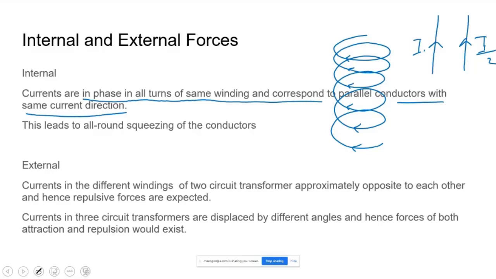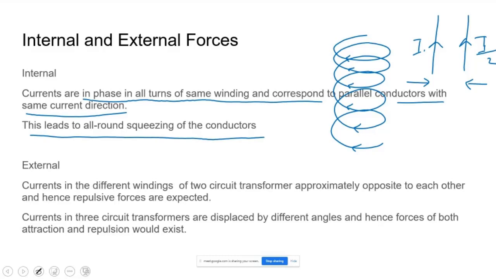Attractive. They attract each other. So please remember, this force direction will be like this on these conductors. So what will happen in the winding? In the winding, each turn will attract the other turn here. So the attractive force leads to all round squeezing of the conductors, a compression kind of thing.